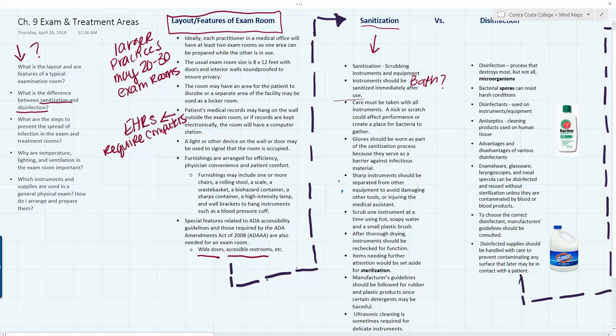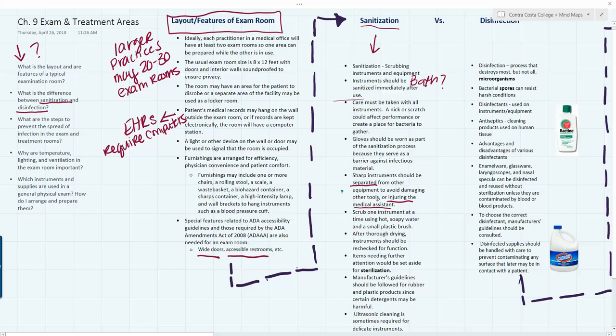You want to make sure that sharp instruments are always separated from other equipment. You do this for the same reason that you are supposed to wash knives separately from all other dishes. It is primarily so that you do not cut yourself and are not injured, but also to avoid damaging any other tools.